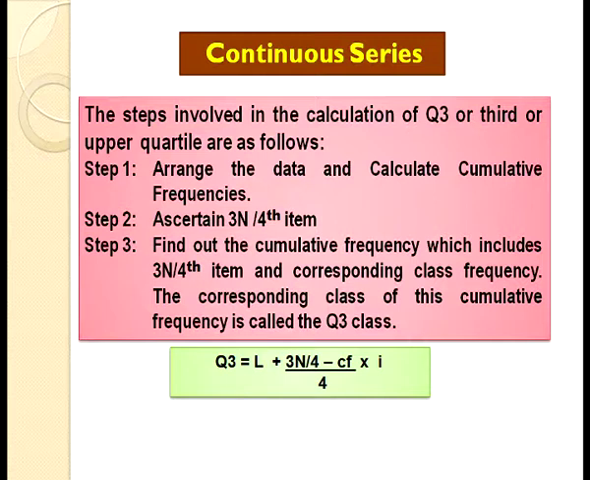So we are going to make one more column. Then we look for the 3 into n by 4th item in that, and the corresponding value will give us the Q3 class. Once we have identified the Q3 class, we can find the value of Q3 with the help of the formula, that is Q3 equals lower limit plus 3n by 4 minus CF, divided by frequency, into I. Again, CF is the preceding class cumulative frequency, and I means the class interval gap.